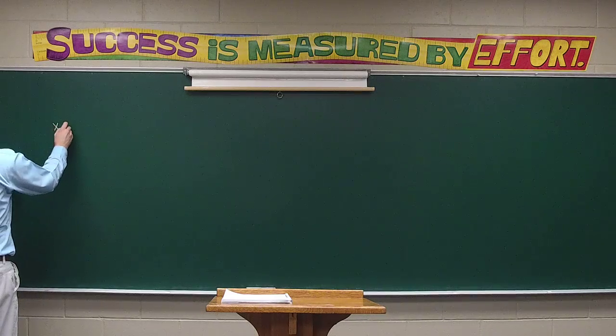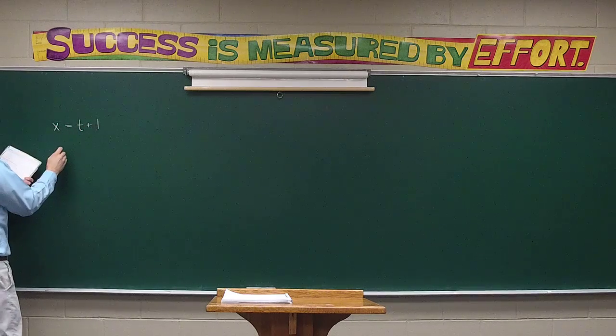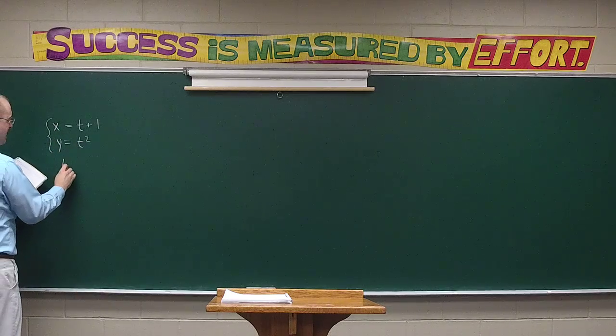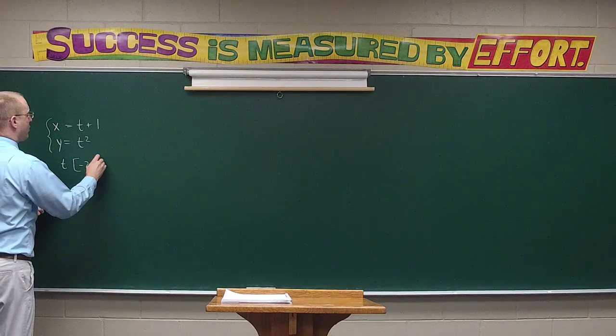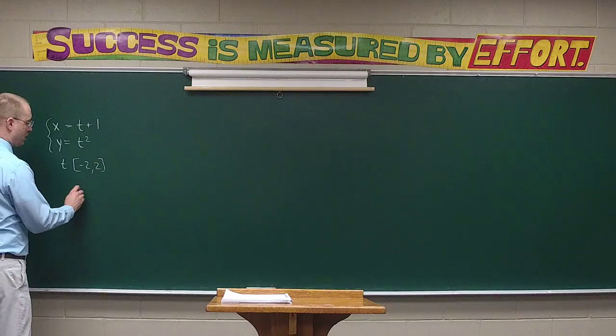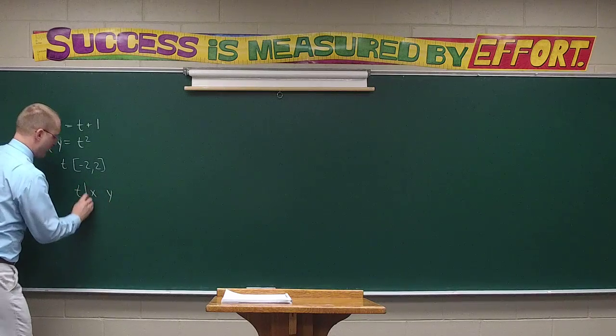We were given the equation x is equal to t plus 1. We were also given that y is equal to t squared. And we were told that t is between -2 and +2. So if we wanted to graph the parametric equation, I said the first thing you'll want to do, back to Quentin, is set up your t, x, y table, or whatever the letter happens to be.